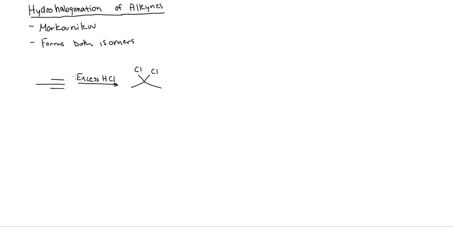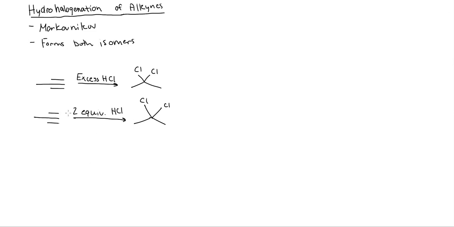This excess HCl is the same thing as if I said 2 equivalents of HCl. This just means that I'm going to be adding 2 moles of HCl for every mole of this alkyne that I have. Again, that just gets me the exact same thing. It gets me 2 chlorines in the Markovnikov fashion.